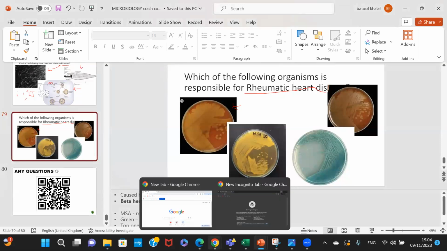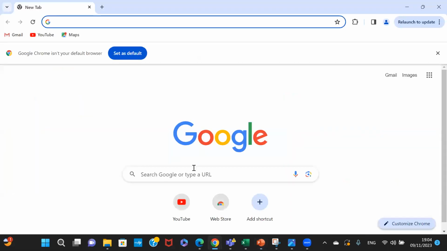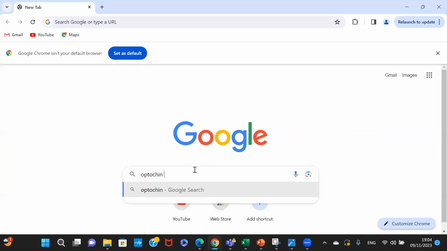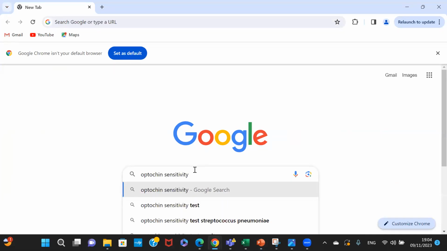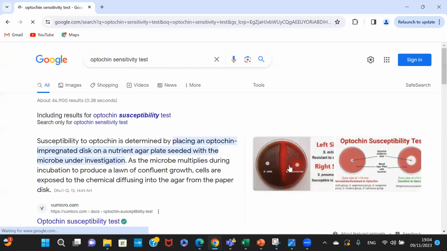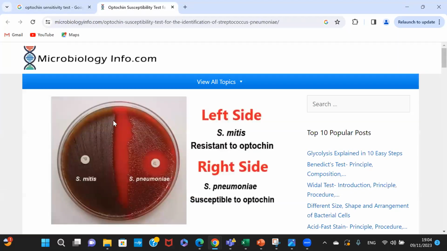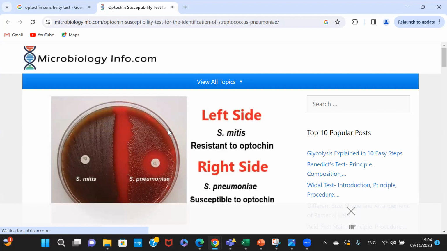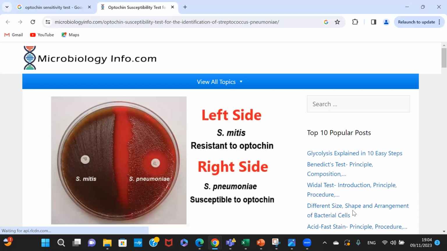I can Google it. Okay, so I really want to make sure that you see this. Yes, exactly. I want to explain this to you because it's very important. Okay, so remember how we said to differentiate the alpha hemolytic, we look at optochin sensitivity. So this dark area is the pathogen. Okay, this capsule in the center is the antibiotic, which is called optochin.